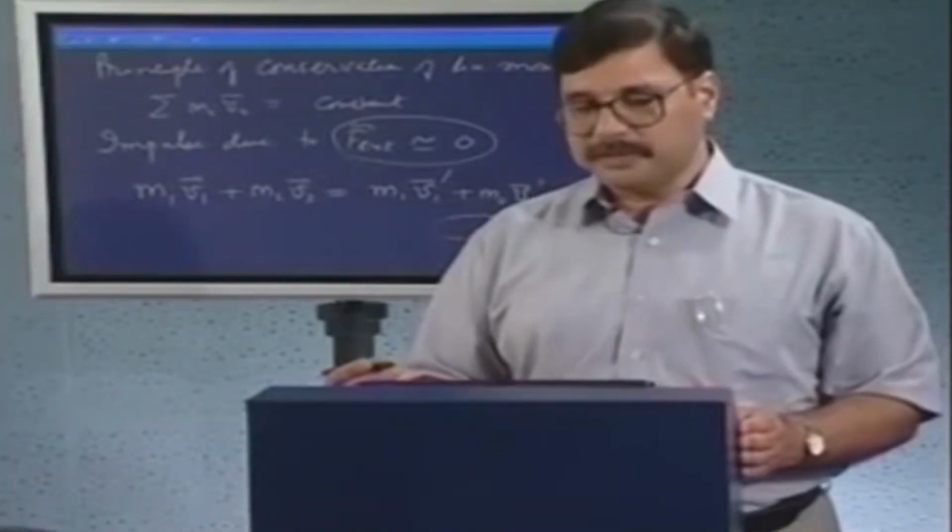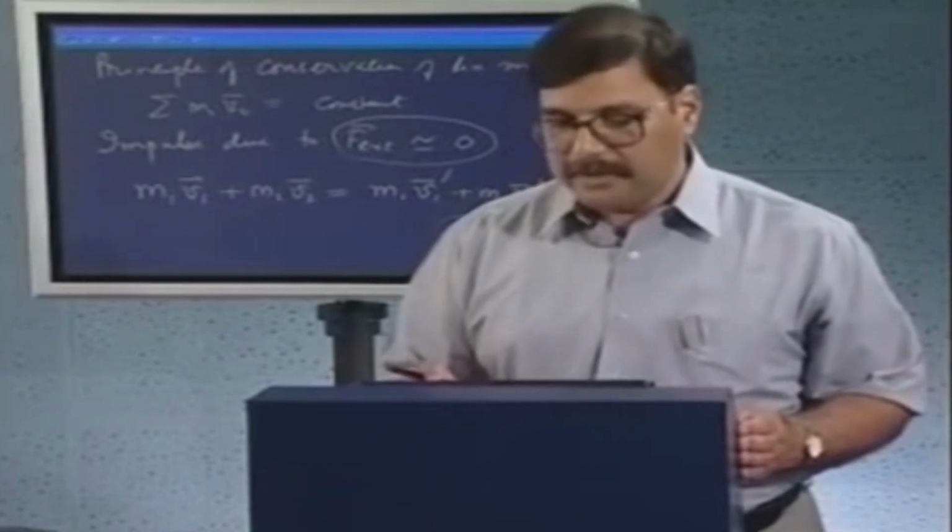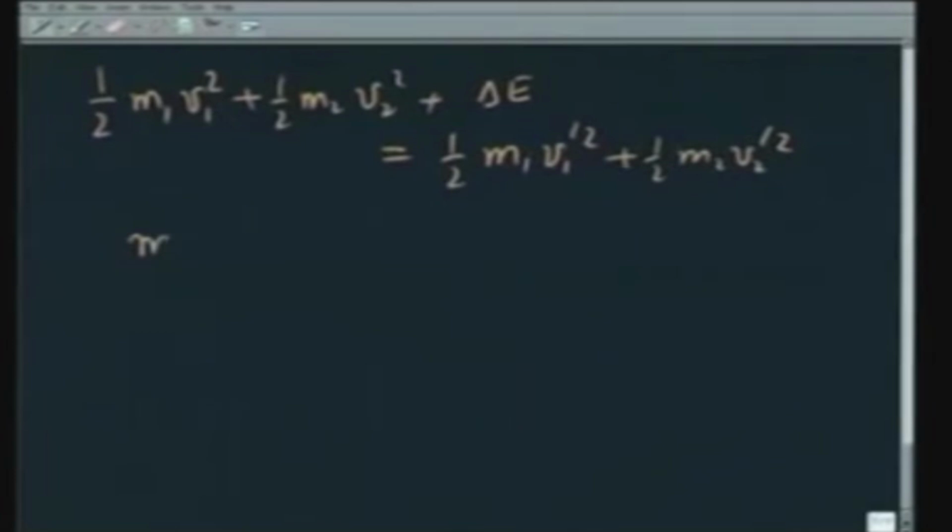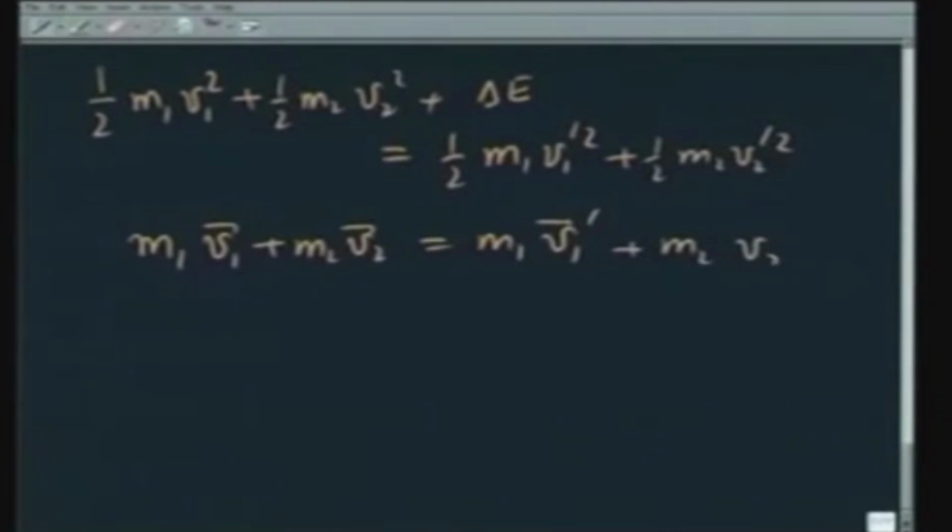So we are taking the simplest possible scenario of two particle collisions and getting two conservation principles that tell us that the energy is conserved. Therefore this equation must hold: 1/2 m1 v1 prime square plus 1/2 m2 v2 prime square, and the other equation that should hold is m1 v1 plus m2 v2 is equal to m1 v1 prime plus m2 v2 prime.